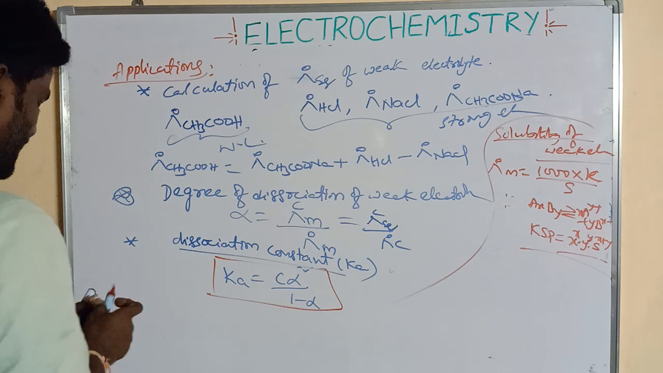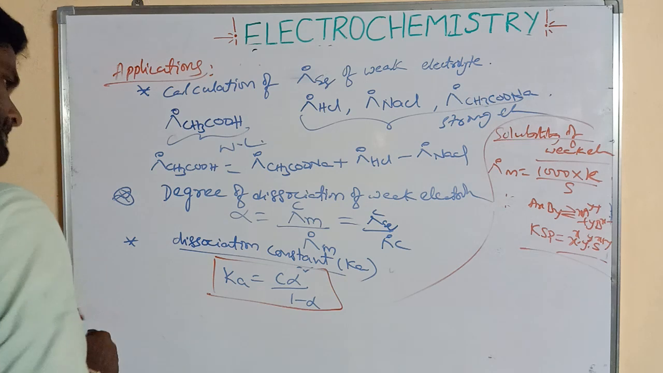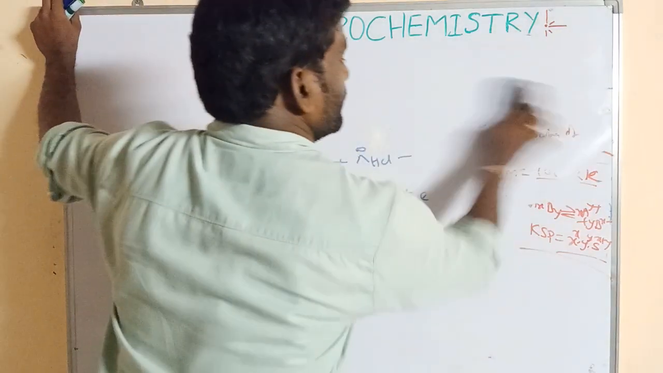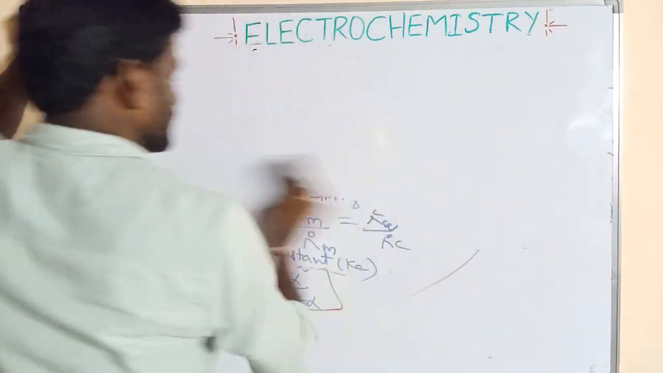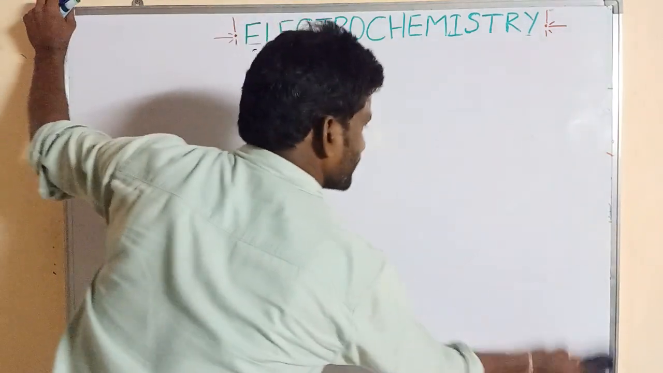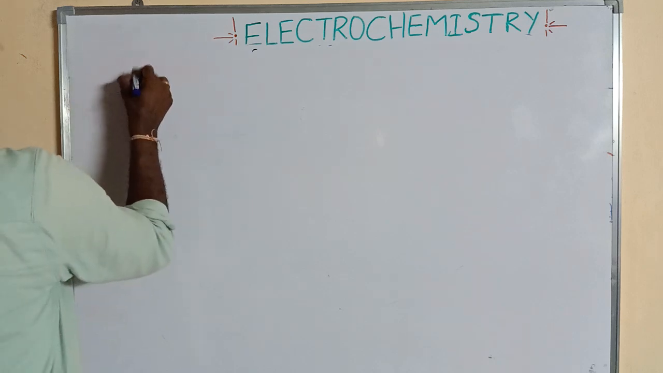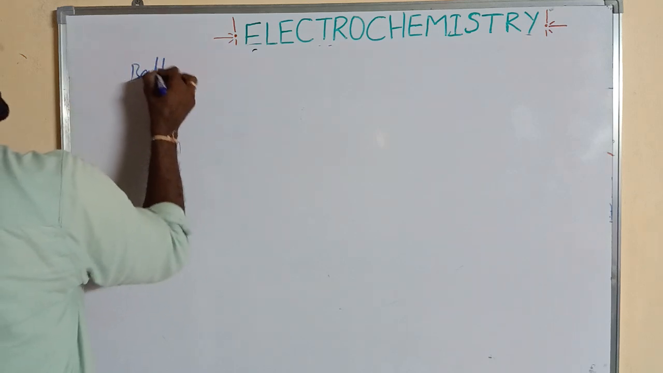Next I am going to explain about batteries. Batteries are of two types, primary batteries. So how are batteries formed?